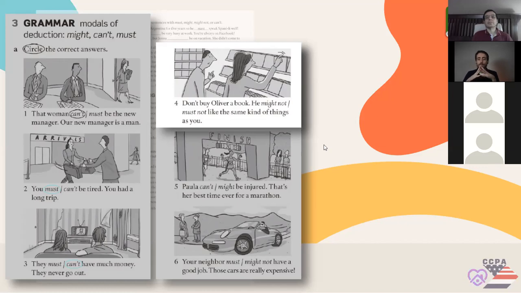So please help us with number 4. And don't buy Oliver a book. He might not like the same kind of things as you. Correct. He might not. We don't really know, but he might not.